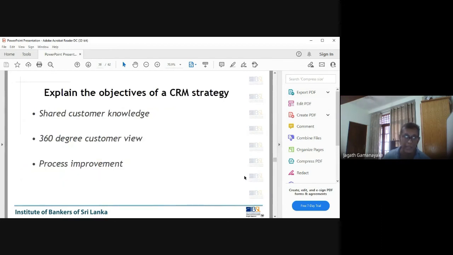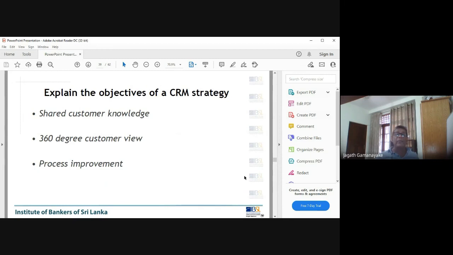Now, as we explained, you may have the corporate objectives, right? And it has to fall in line with your corporate objective. And also you may have a vision, a CRM vision, like that.